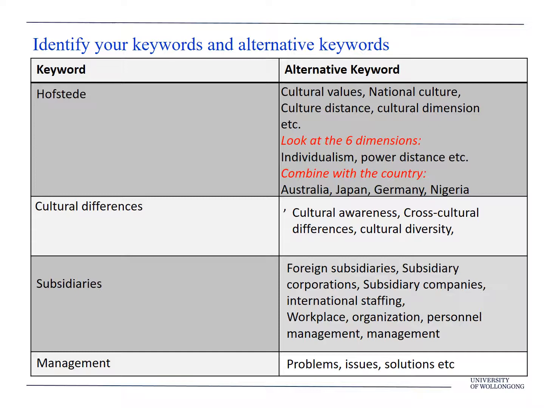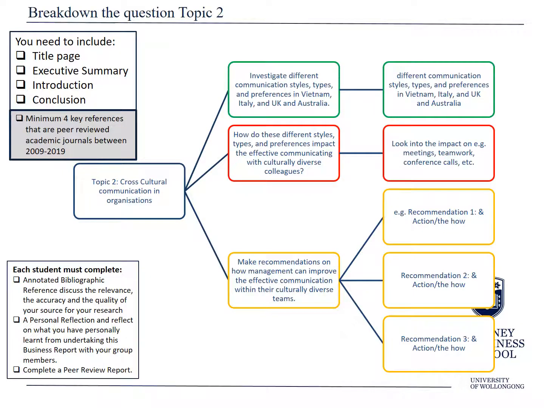This is a starting point so that you could then go and have a play in the databases and find those academic journal articles you need to support the information that you're trying to articulate or analyse in your report. No matter what your topic is, the process is the same. So if you have topic 2, we run through the same steps.